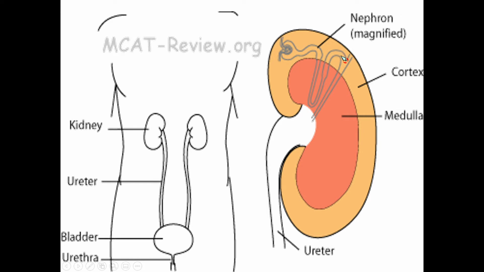And then the collecting duct is divided into two parts. Some of it is present in the cortex, which is known as the cortical collecting duct, and some of it is present in the medullary area, which is known as the medullary collecting duct. Now you should have an idea of where the anatomical position of the nephron is through this diagram.